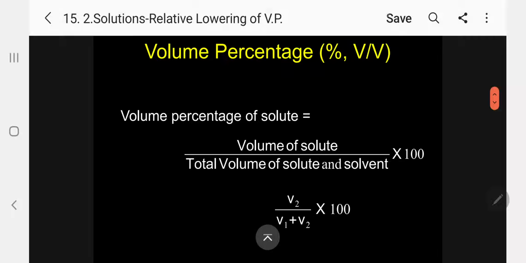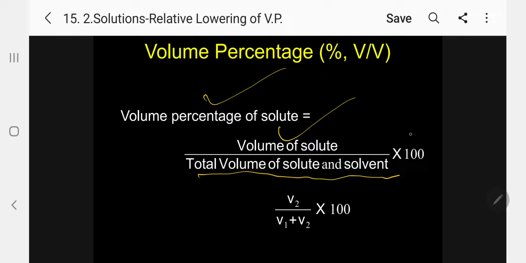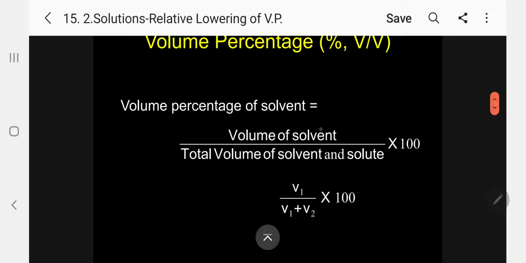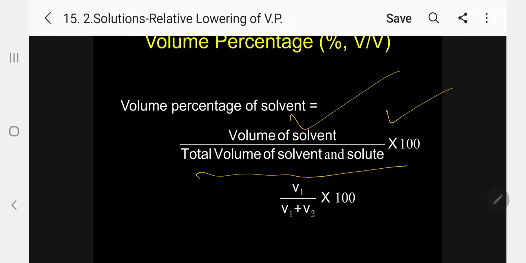Next, volume percentage. Instead of mass, now we are saying volume of solute. Volume percentage of solute is equal to volume of solute divided by total volume of solute and solvent, into 100. Volume of solute V2, volume of solvent V1, solute V2, this is the total, into 100 will give volume percentage of solute. In the same way, volume percentage of solvent is equal to volume of solvent divided by total volume of solvent and solute into 100.